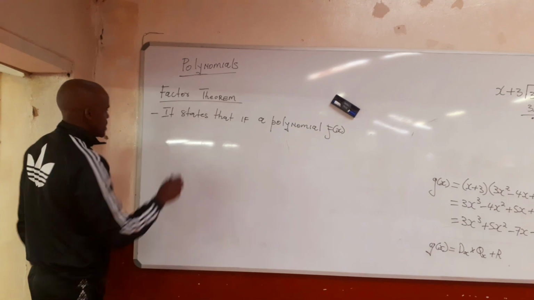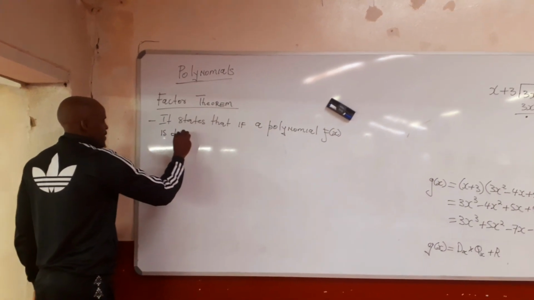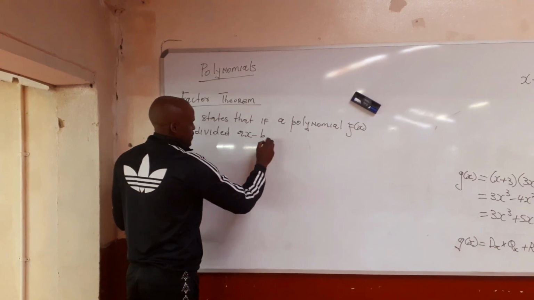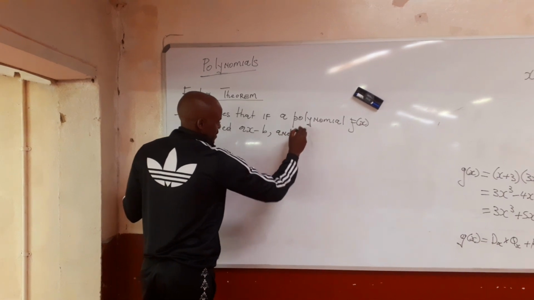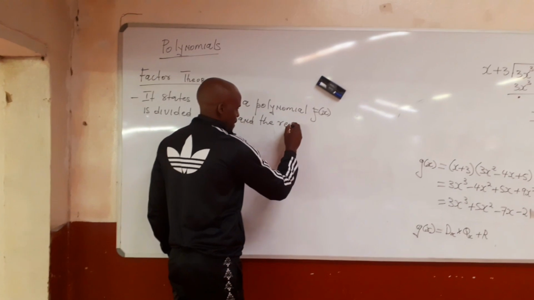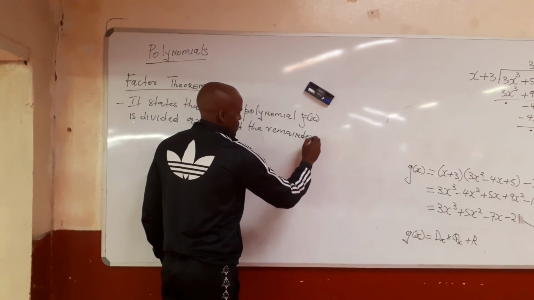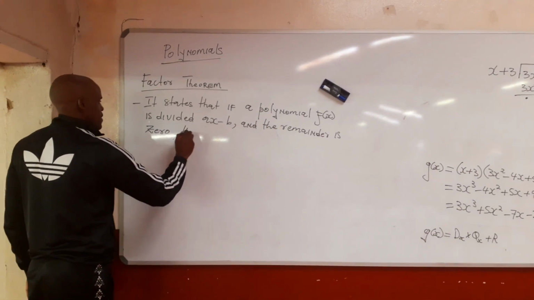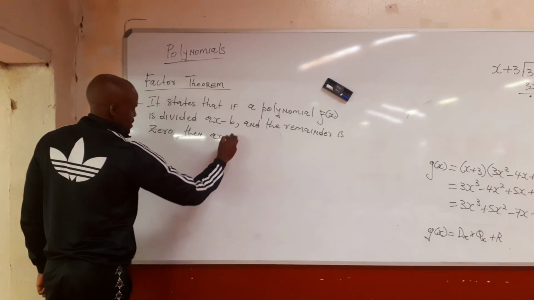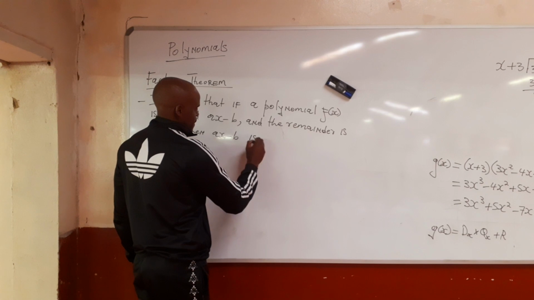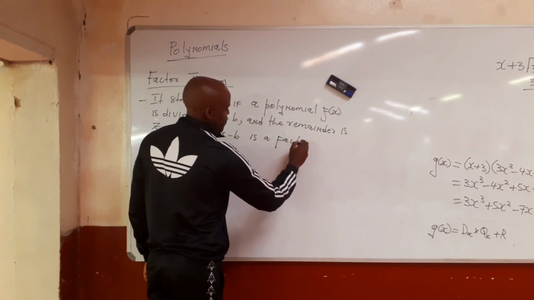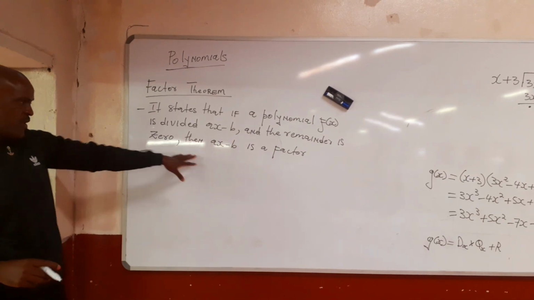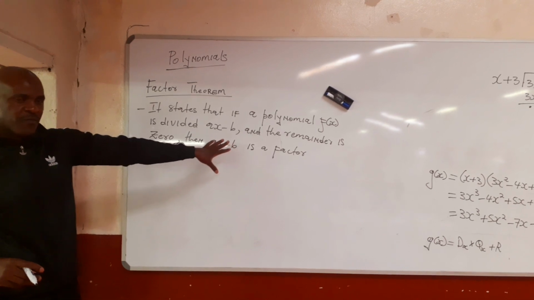If a polynomial f of x is divided by ax minus b and the remainder is 0, then ax minus b will be a factor. So if a polynomial f of x is divided by ax minus b and the remainder is 0, then ax minus b will be our factor.